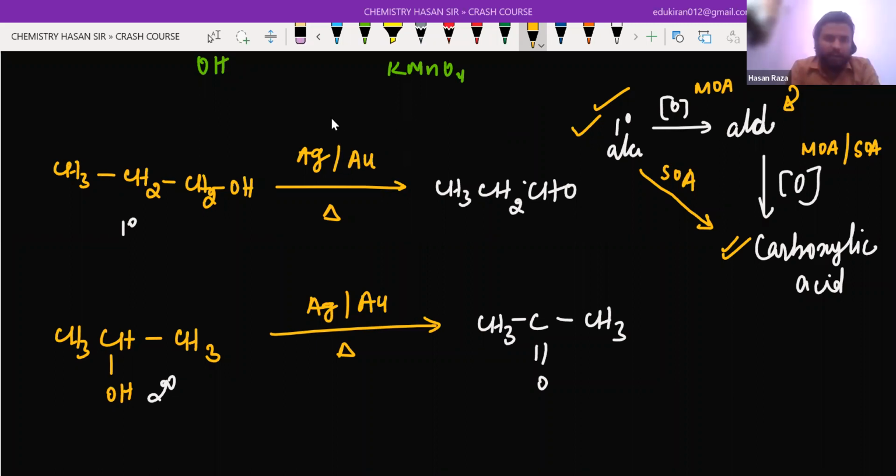This is a reagent which will be acting as a mild oxidizing agent. If it is 1 degree alcohol, it will convert it into aldehyde. And if it is 2 degree alcohol, it will convert it into ketone.